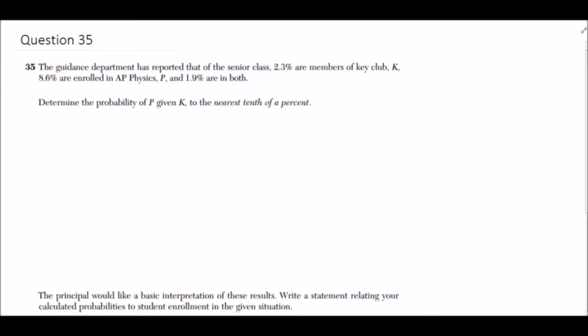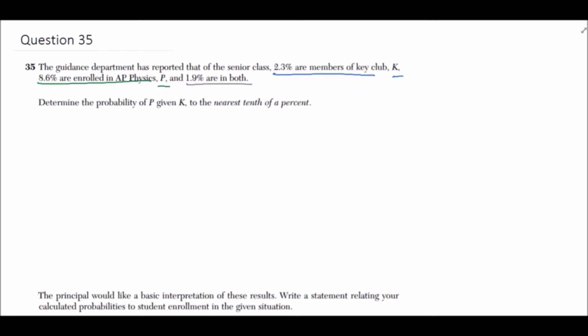All right, this is question number 35 on the January 2017 Algebra 2 Regents. And what we have here is a conditional probability problem. The guidance department has reported that of the senior class, 2.3% are members of the Key Club. We'll call that K. 8.6% are enrolled in AP Physics, P, and 1.9% are in both.